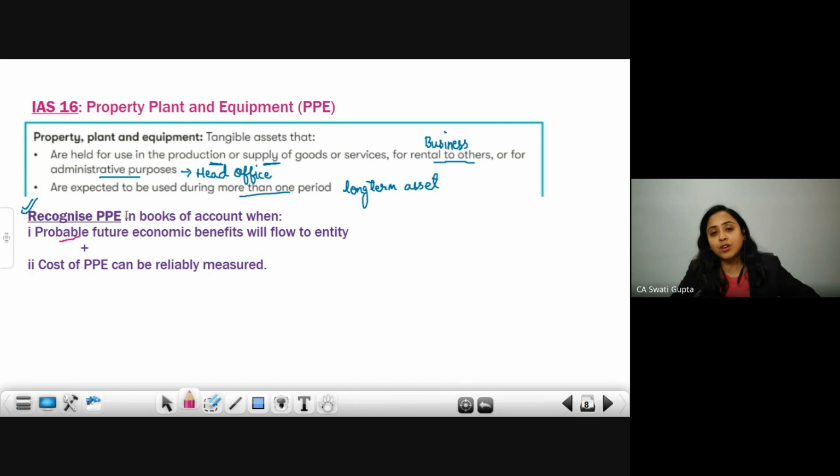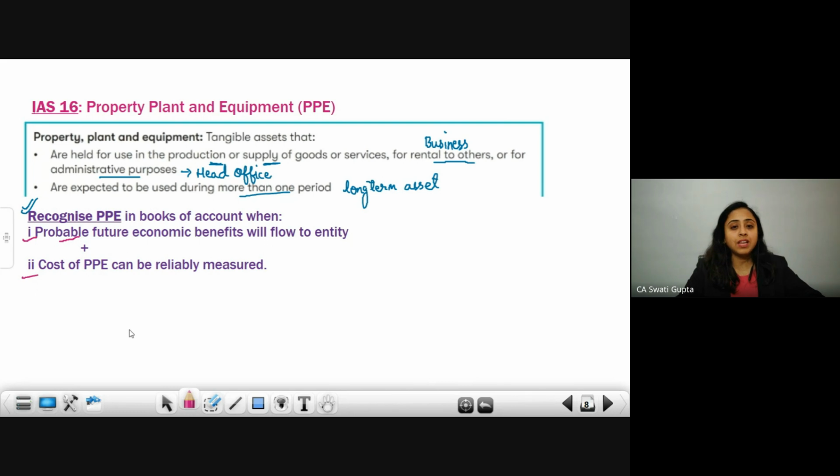You have to record it at cost. Then the cost should be reliably estimated. It could be calculated. The cost of PPE can be reliably measured. These are the only two conditions that need to be satisfied in order to bring any asset in the books of account.